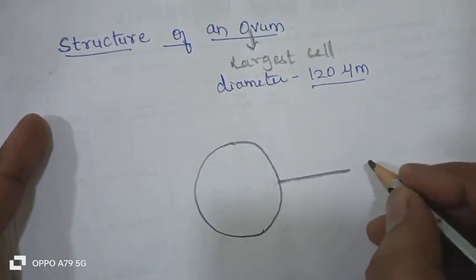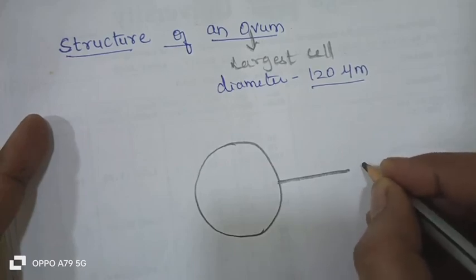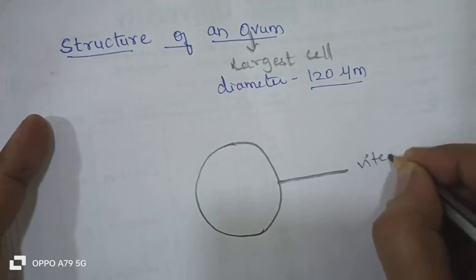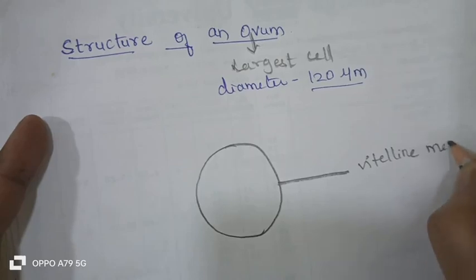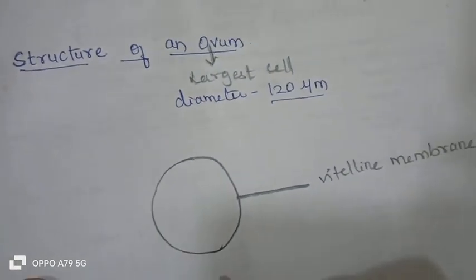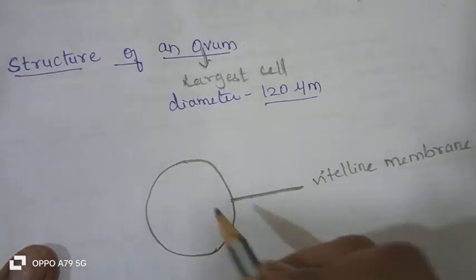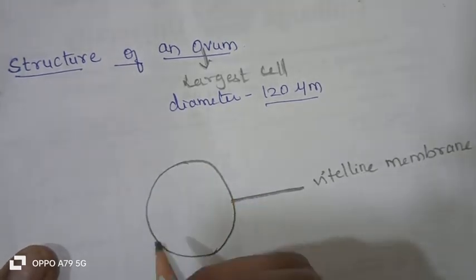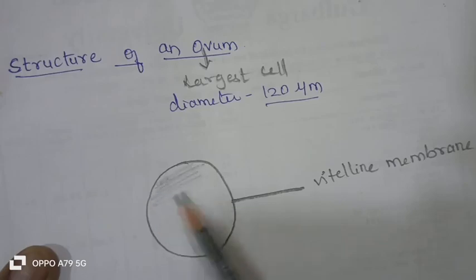Now that cell membrane or plasma membrane, here we call it the vitelline membrane. This is a cell membrane or plasma membrane which we call the vitelline membrane. Now, inside this cell, what will be present? There will be the presence of cytoplasm. Am I right?